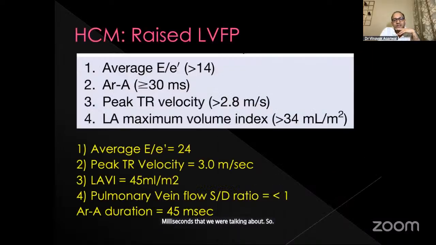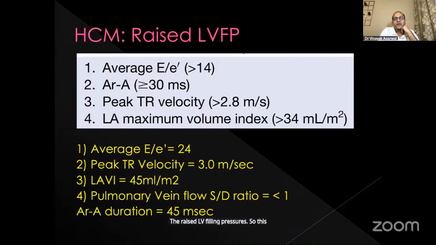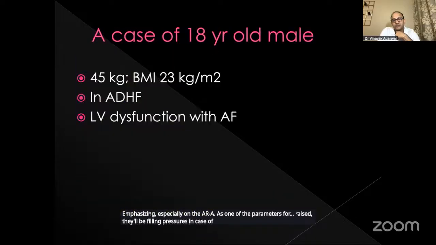So in this case, we had all the four parameters which were in favor of the raised LV filling pressures. So this was just a representative case of hypertrophic cardiomyopathy where we are emphasizing especially the AR minus A as one of the parameters for raised LV filling pressures in case of HCM.